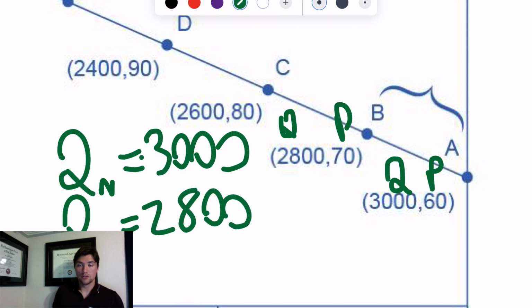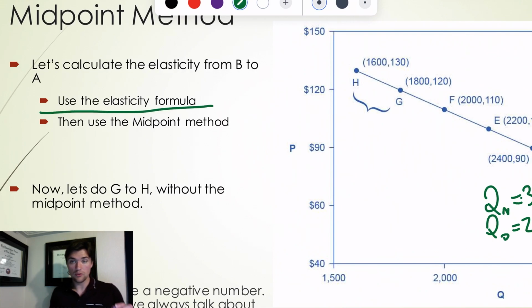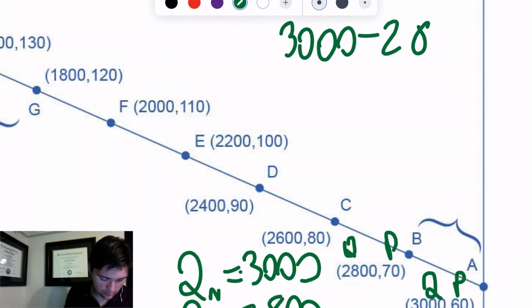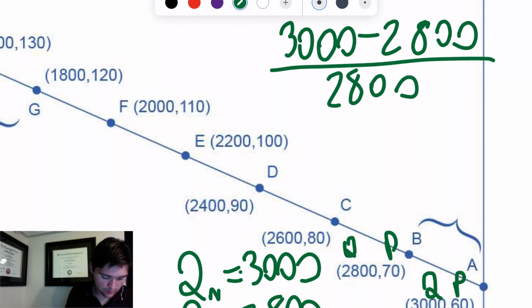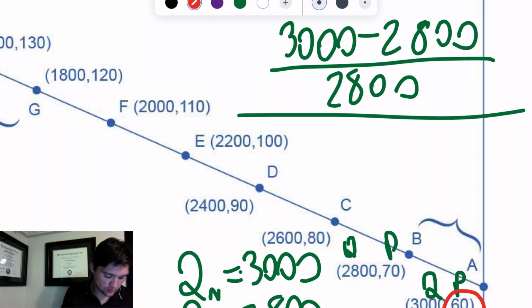Okay. So when we're doing the elasticity formula, we're going to be doing new minus old divided by old. New minus old divided by old. So that would look like this. We would have new, old, old, boom. That gives you the percent change in quantity. Now we're going to be dividing that by the percent change in price. And the percent change in price is new and old.